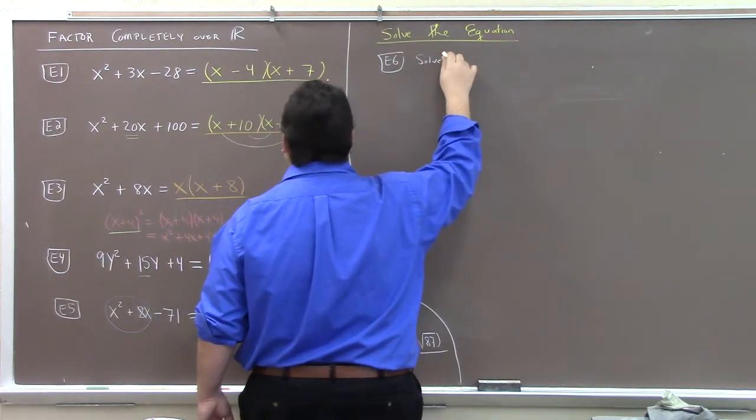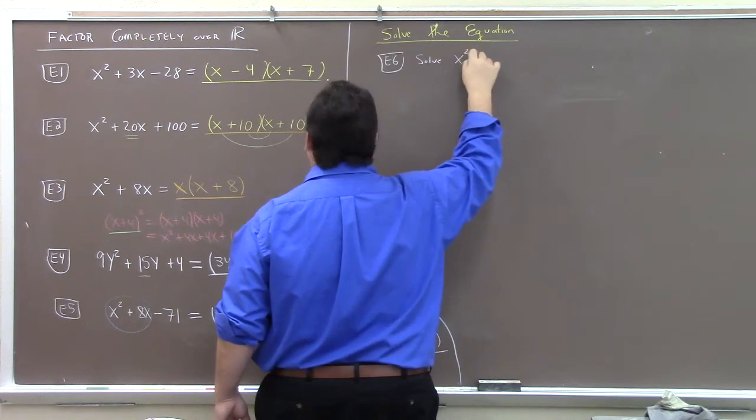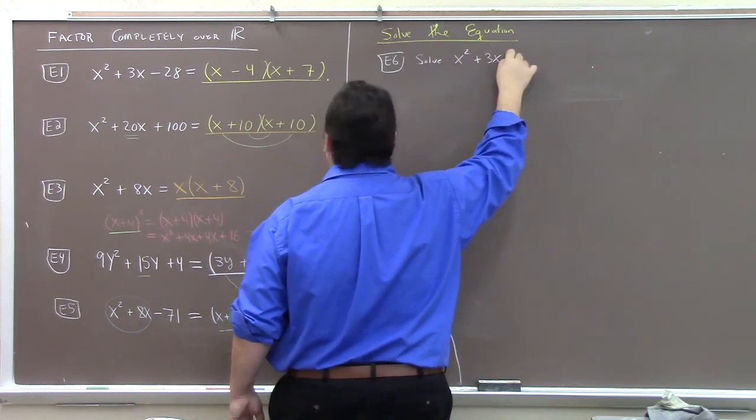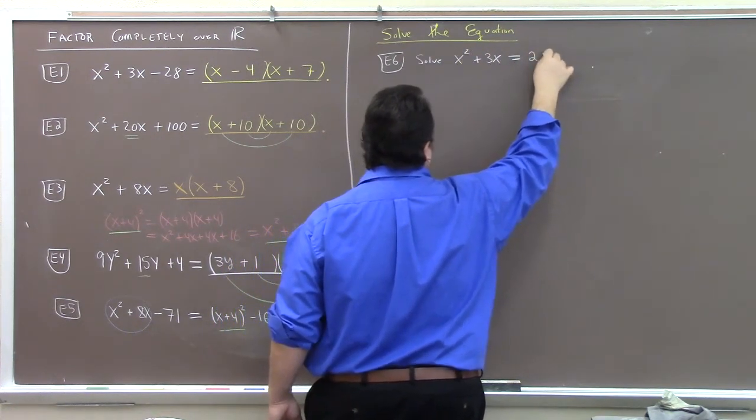Let's see if we can solve x squared plus 3x equals 28.